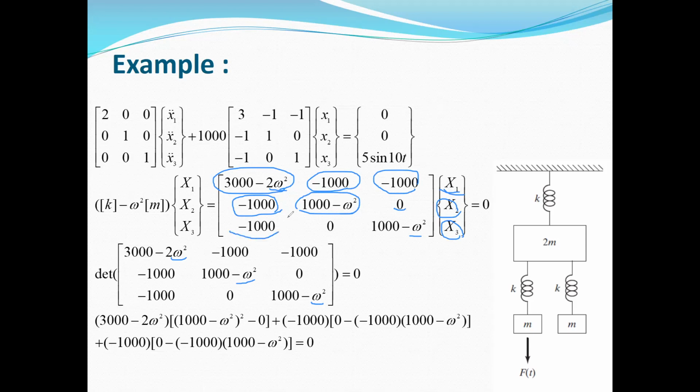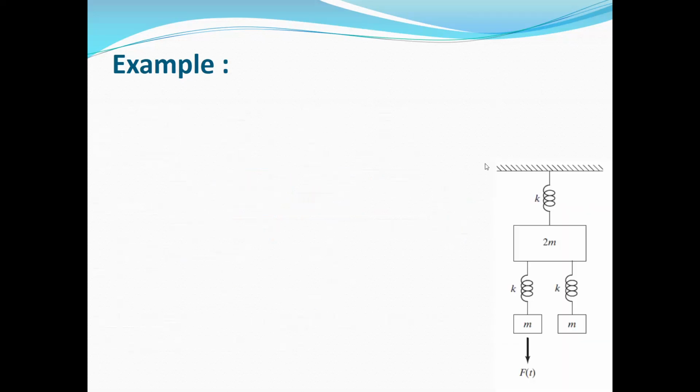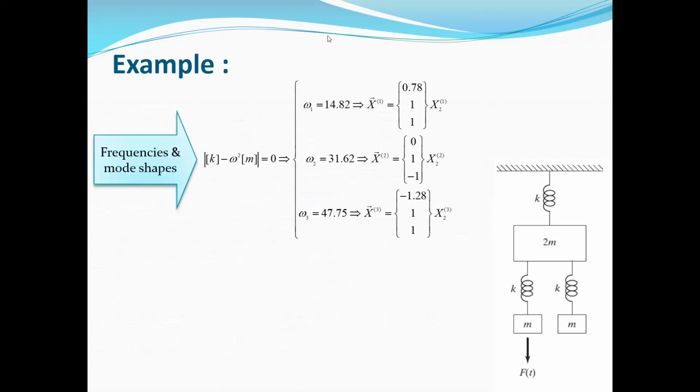And from the third equation, you can obtain minus 1000 multiplied by x1 and 1000 minus omega 1 squared. Here you should substitute omega 1 squared multiplied by x3 is equal to 0. So you can find the relation between the amplitudes x1, x2, and x3. As you can see here, I obtained that x1 is equal to 0.78 times x2, x2 is equal to x2, and x3 is equal to x2. So this is the first mode shape.